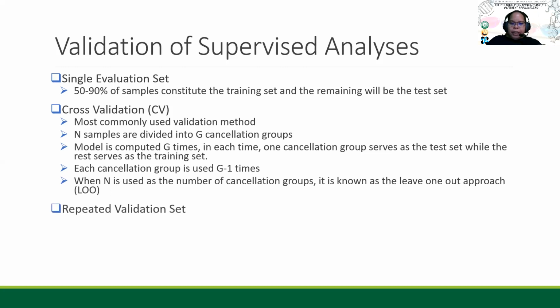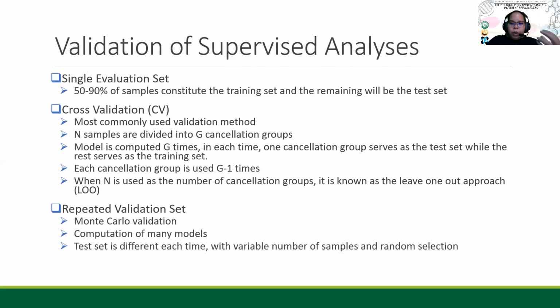You also have your repeated validation method that makes use of the Monte Carlo algorithm. It is used to compute many models, and in each model your test set is different, and you make use of a variable number of samples, and it enforces random selection. This is actually more robust, but it also involves more computing power. So relatively, cross-validation is still more commonly performed.